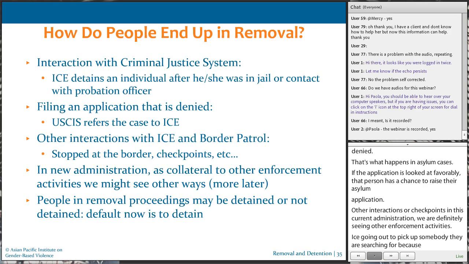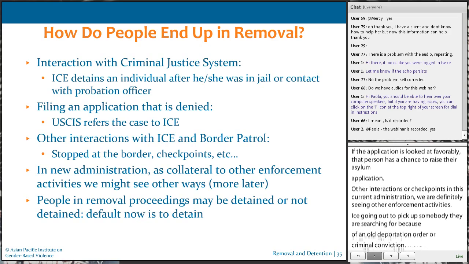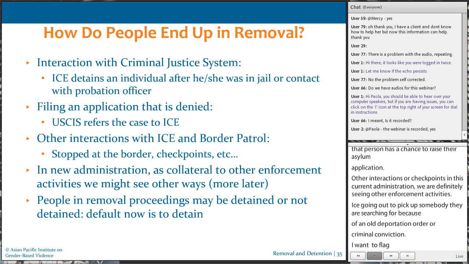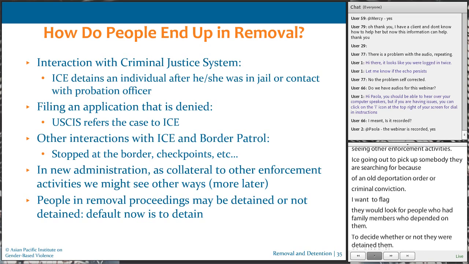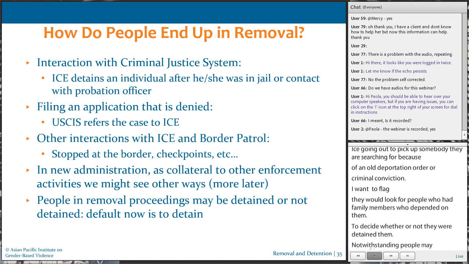I do also want to flag for folks, in the past, people in removal proceedings may have been detained or not detained, and the prior administration would look at whether people had family members that depended on them, dependent children, U.S. citizen relatives, et cetera, to decide whether or not to detain them. The default now is for more detention, notwithstanding the fact that people may have U.S. citizen or permanent resident family members, or young children, et cetera. And so the default is definitely, yes, folks should be detained.